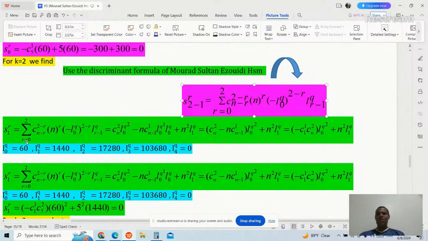After replacing r with 0, with 1, with 2, and k with 2, you will get the combination n choose 2, L0 of order q squared minus n combination n minus 1 choose 1, L0 of order this one squared. That's why here the common factor, I will put it here, L0 of order q squared between parentheses. The difference between these two things, learners, is the difference between combination n choose 2 minus n combination n minus 1 choose 1, times L0 to the cube plus n squared L1 to the cube.